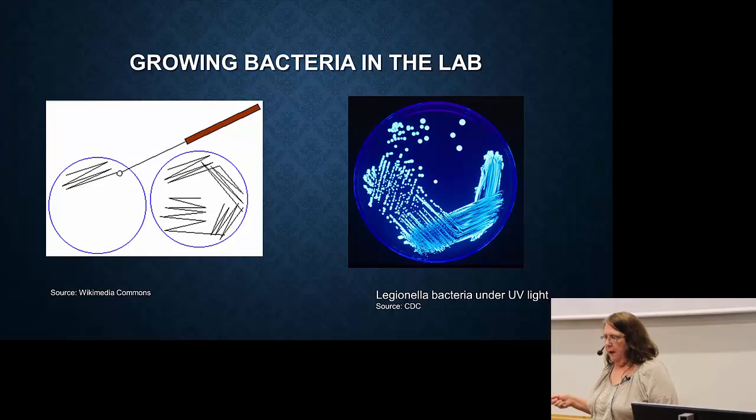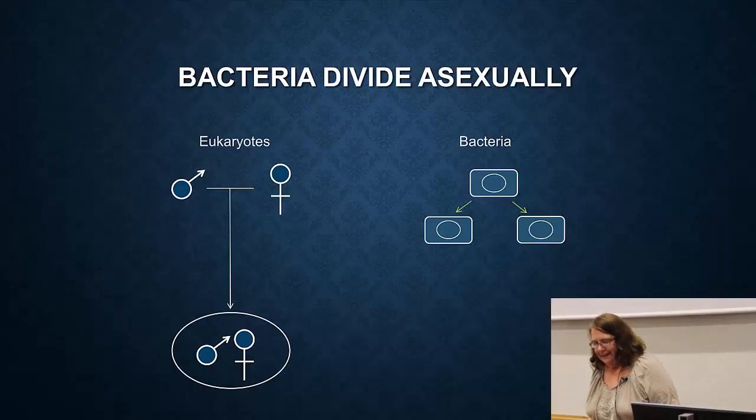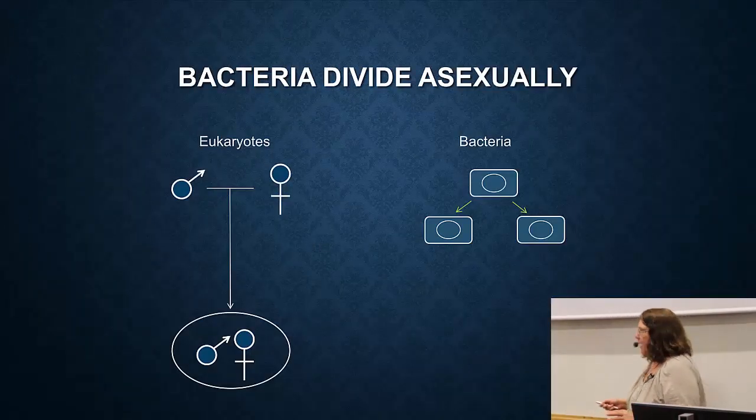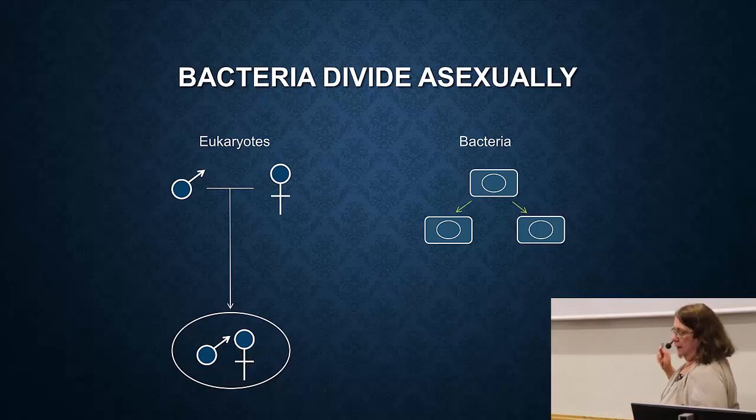The other thing to keep in mind about bacteria is that bacteria divide asexually. Eukaryotes, like people, require a sexual phase. So you have male and female. Your offspring is a mixture of the genes from both parents. Bacteria don't have this. Bacteria basically are clones. They divide in half. Every clone is identical. So when I streak them on this agar plate, I end up with a lot of clones, all identical.